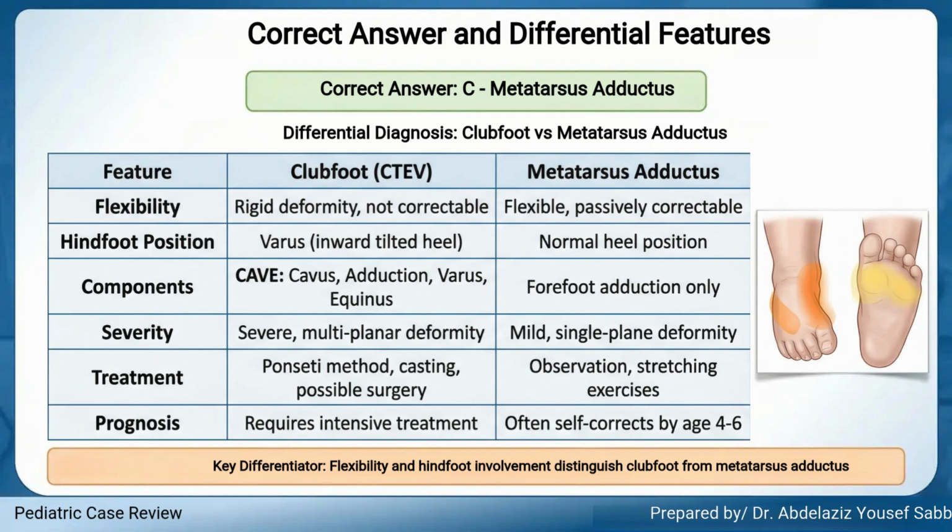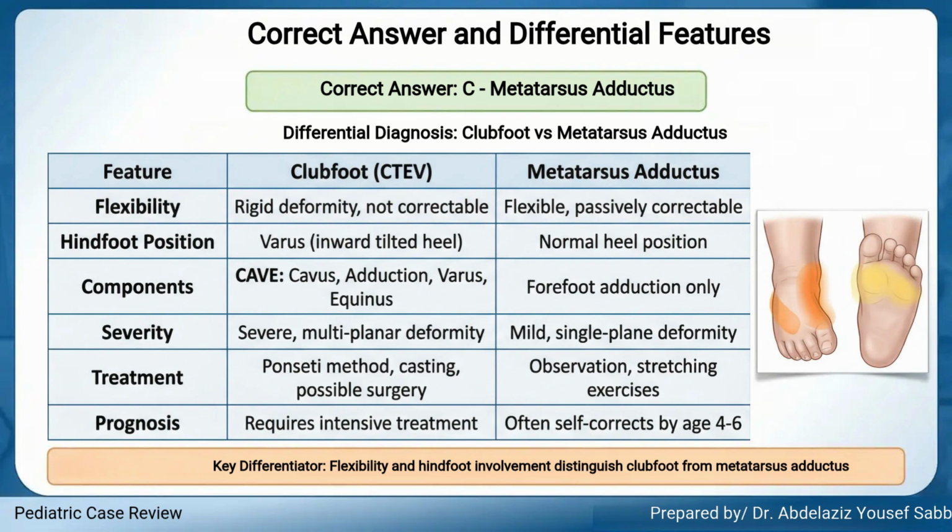This case demonstrates the critical differential diagnosis between clubfoot and metatarsus adductus. Comparing these two conditions across 5 features clarifies the distinction. Flexibility: clubfoot is rigid and not correctable, while metatarsus adductus is flexible and passively correctable. Hindfoot position: clubfoot has varus with an inward tilted heel, while metatarsus adductus has a normal heel position. Components: clubfoot involves all 4 cavus components, while metatarsus adductus involves forefoot adduction only.